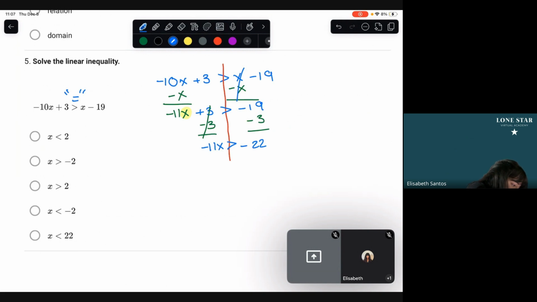Okay. The x is still not by itself. It's getting multiplied by that coefficient, negative 11. So if it's getting multiplied, the opposite would be division. So we would divide both sides by negative 11. That cancels, and we're left with x is greater than positive 2. And that would be this one.